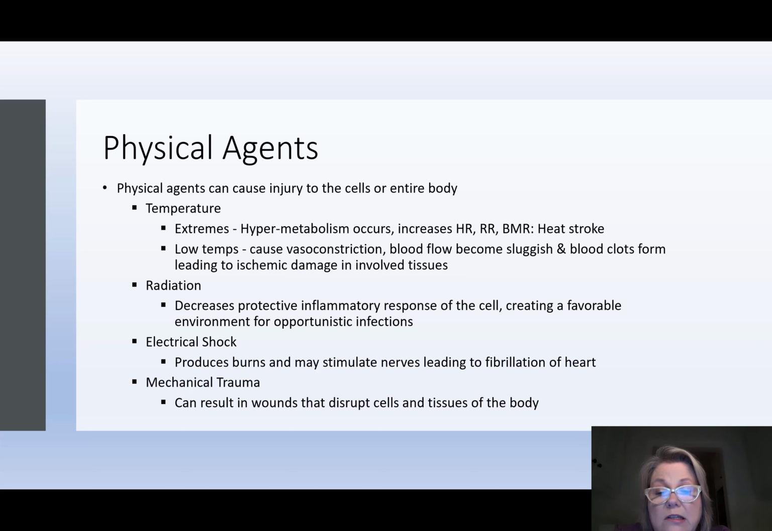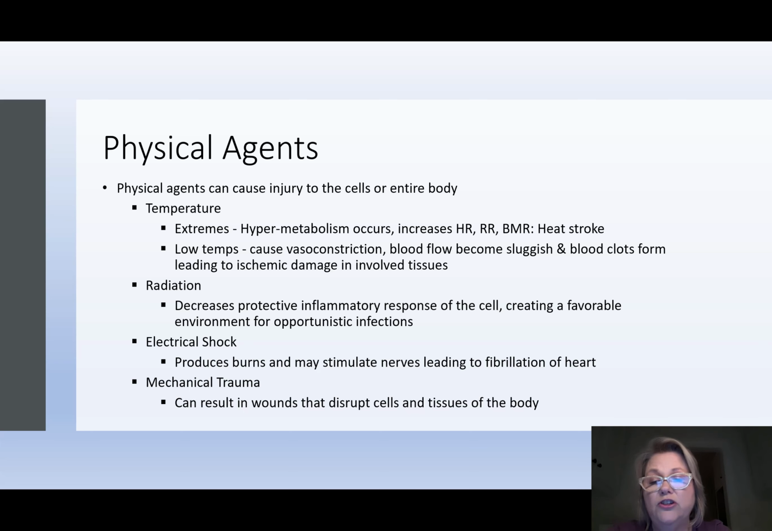Radiation decreases protective inflammatory responses of the cell, creating a favorable environment for opportunistic infections. So, just for example, if you're thinking about a patient that is receiving radiation for some type of cancer, that's the reason their protective inflammatory response of the cell has decreased. Therefore, they're more prone to infections and it puts them more at risk for getting like the COVID-19 virus.